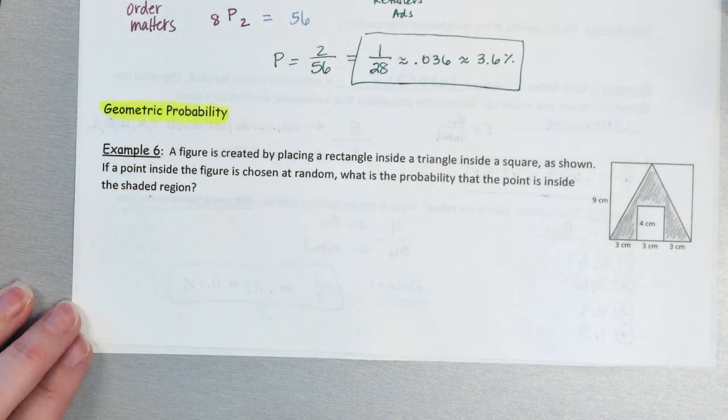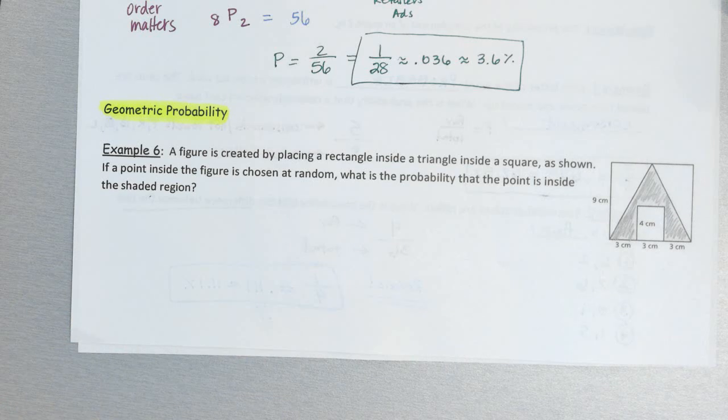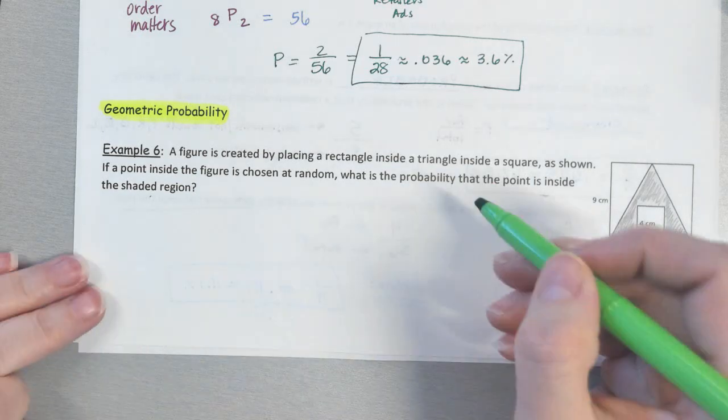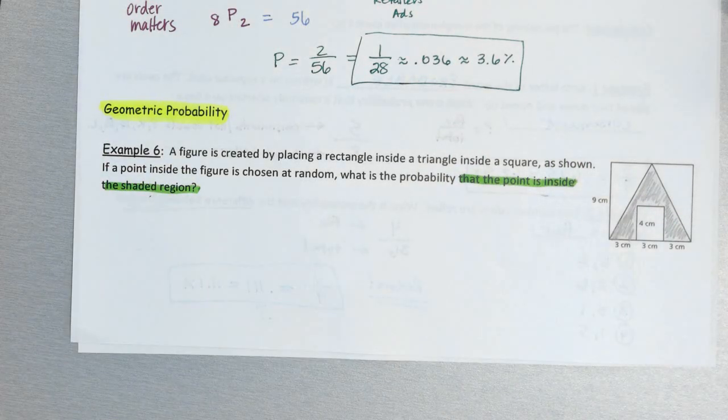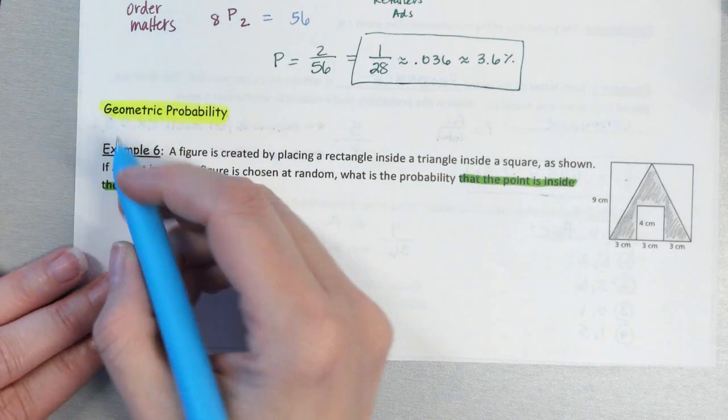All right, so what we're going to do is find the probability that the point is inside the shaded region. In this case, our favorable is the area of the shaded region. So we're just working with areas today. Not scary, right?